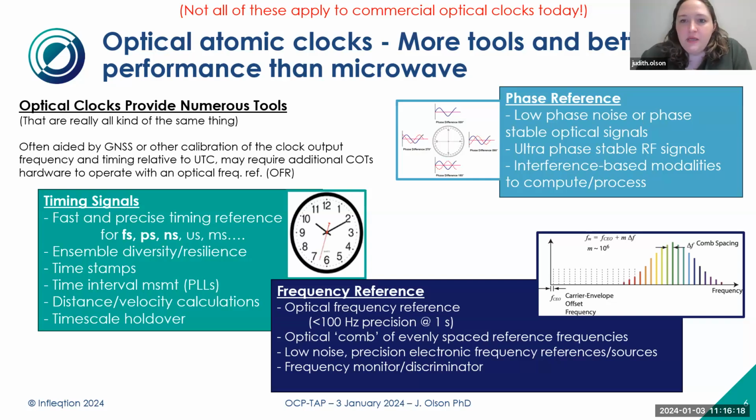as being a phase reference as well. So again, not all of the phase reference applications here apply to the existing commercial optical clocks, but they are things that are being worked on and expected to come to market soon. The big one here is going to be low phase noise or phase stable optical signals, and then these ultra phase stable radio frequency signals that you might want to use for synthetic aperture radar or applications like that. And then there's a lot of interference-based modalities for compute processing that can use this as a phase reference. So we'll see this both in the optical and the electrical, and having a phase-stable reference that can be disseminated ends up being really, really important for actually doing your computation and being able to communicate it somewhere else, let alone doing a distributed computation.